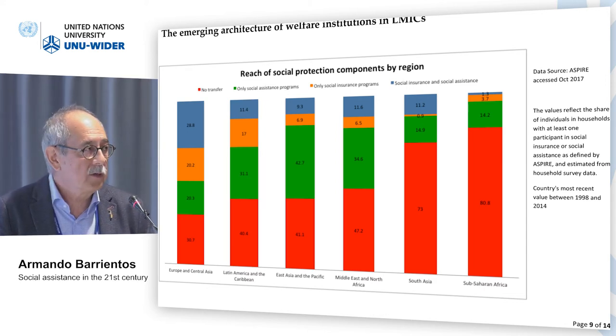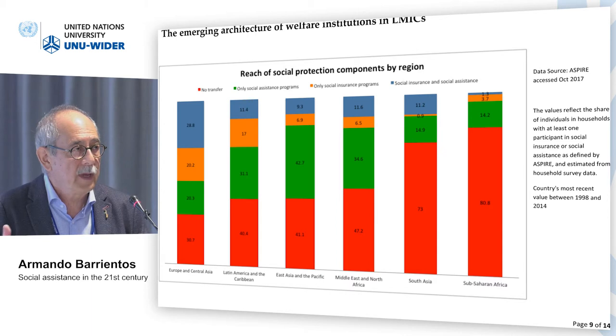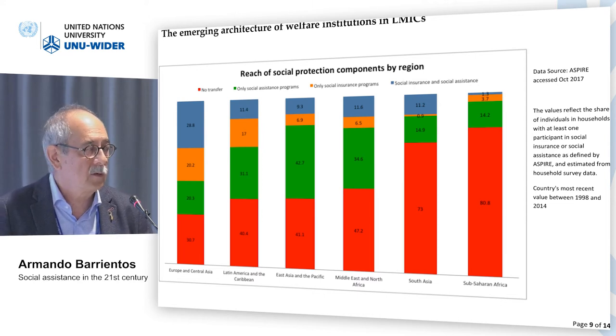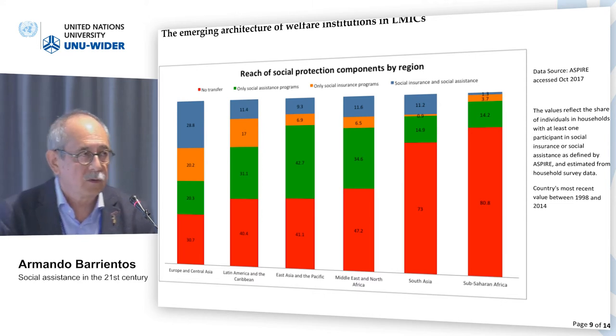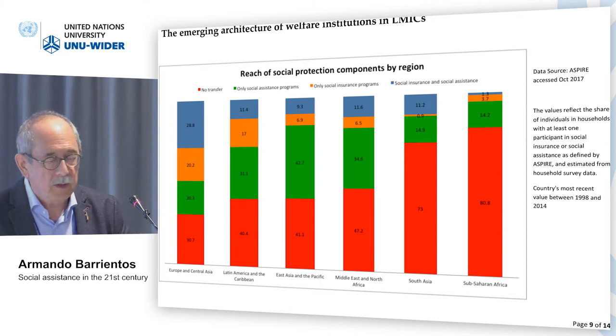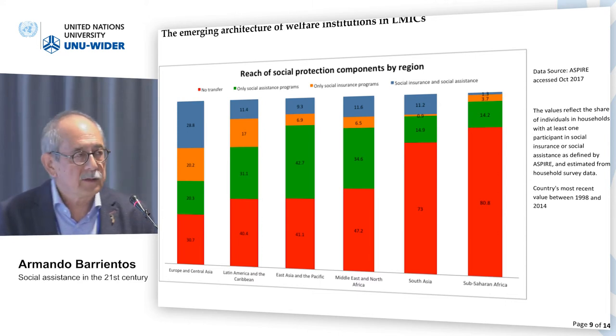ASPAR is quite useful because they base their estimates of beneficiaries of social assistance and social insurance on the basis of household surveys. At the same time, that has some difficulties, some issues with it, which I don't have the time to go into, but I'll be quite happy to discuss later on. Now, this is what is interesting.